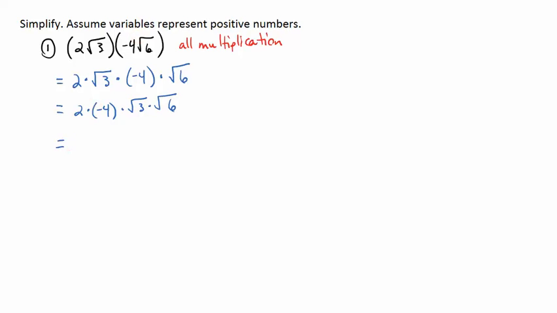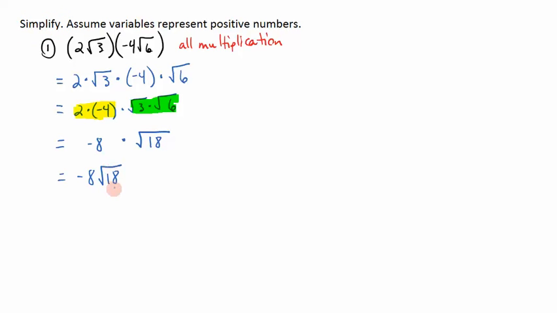So what I'm going to do is multiply my 2 times my negative 4 to get negative 8 times. Then I'll multiply my square root of 3 by my square root of 6. And remember, these are both square roots, so I can combine them because they're multiplied to get the square root of 18, because 3 times 6 is 18. So I have negative 8 square roots of 18. Now, I need to simplify, okay?